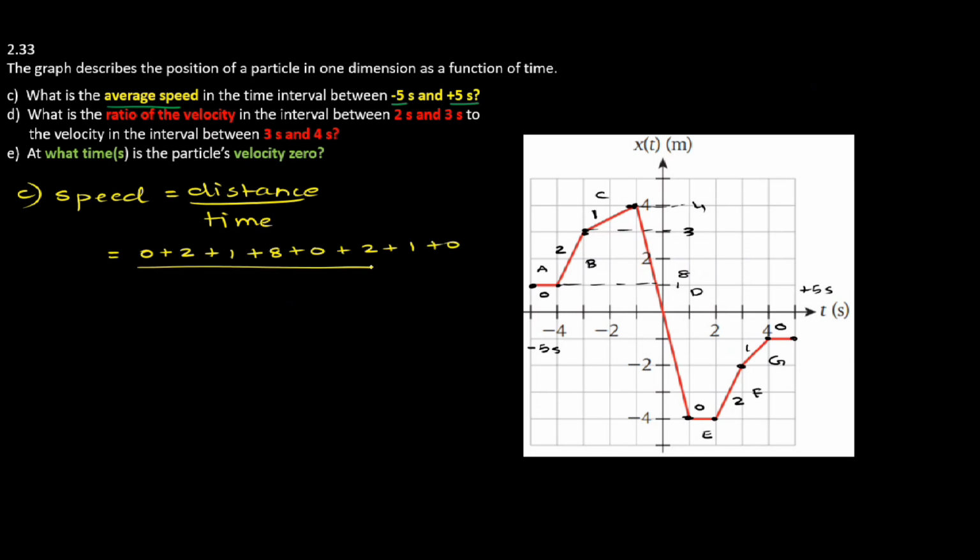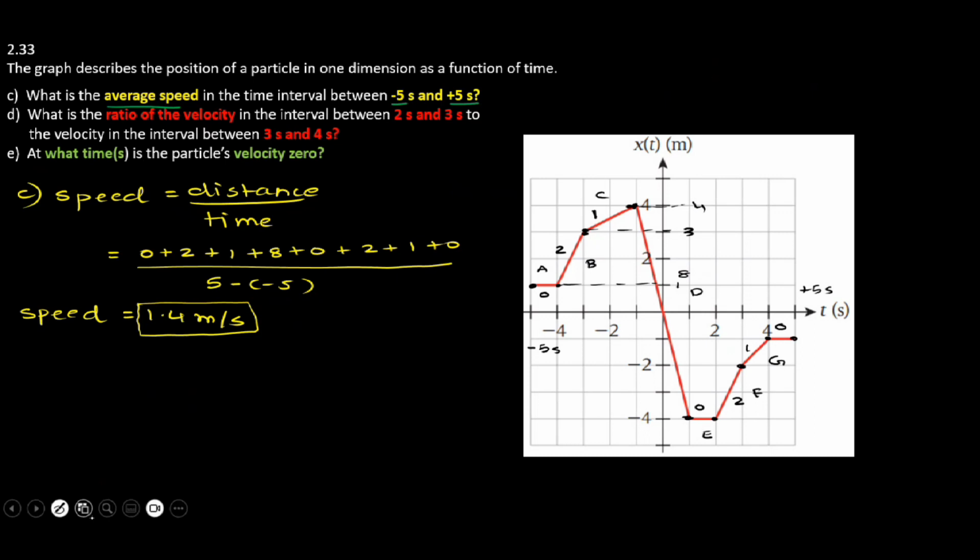Divided by the total time. So total time, again, we are going from negative 5 seconds to 5 seconds. So we take the time interval 5 minus negative 5. And when you solve this, you get the speed of the particle to be equal to 1.4 meters per second. So anytime you have to calculate speed over a particular time interval, add the length of each path taken by the particle, and divide by the time interval.